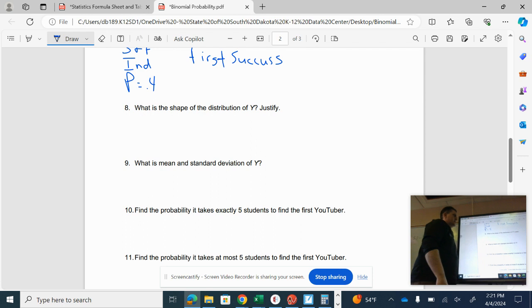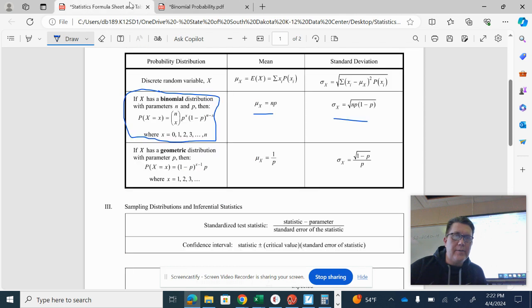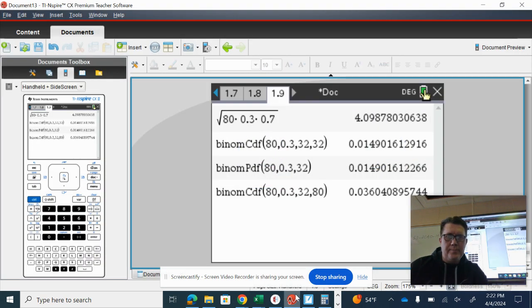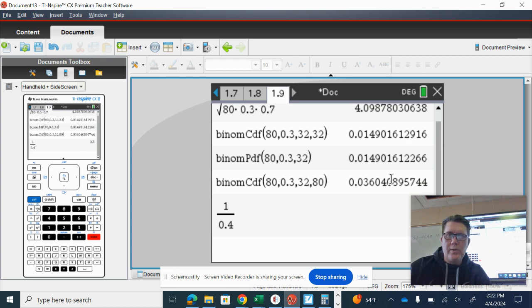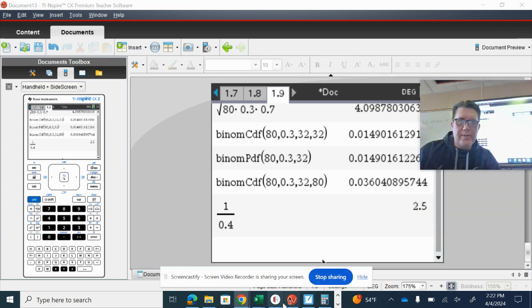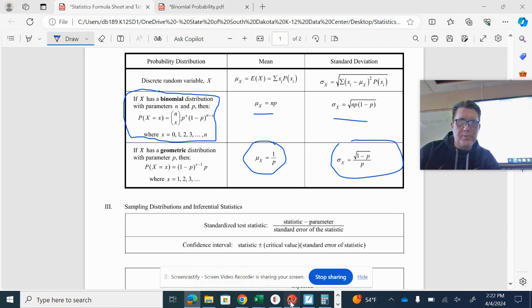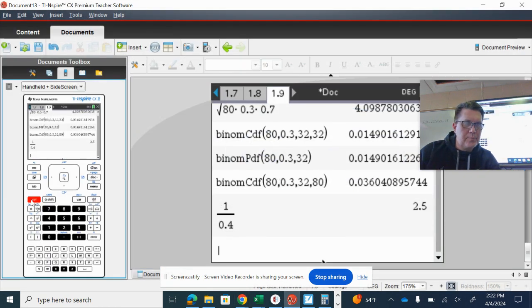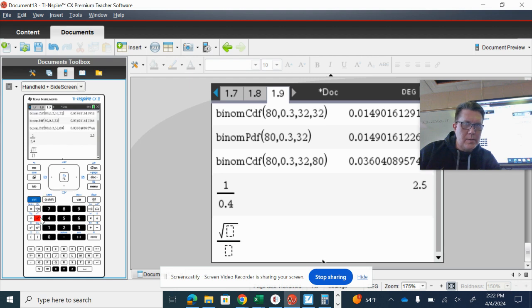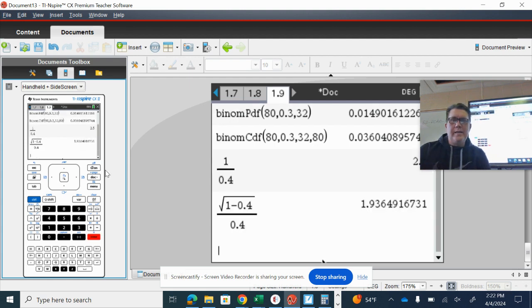What is the shape of the distribution of y? Okay. So this one, we don't have a given formula. So we're going to look at the mean and we're going to look at the standard deviation. Our mean is 1 over p. So 1 divided by 0.4 gets us 2.5. And the standard deviation of a geometric distribution is the square root of 1 minus 0.4 over 0.4, and it's 1.93.